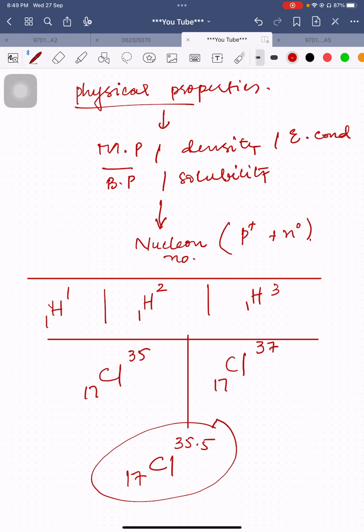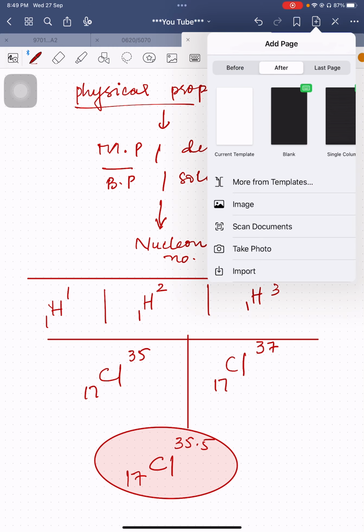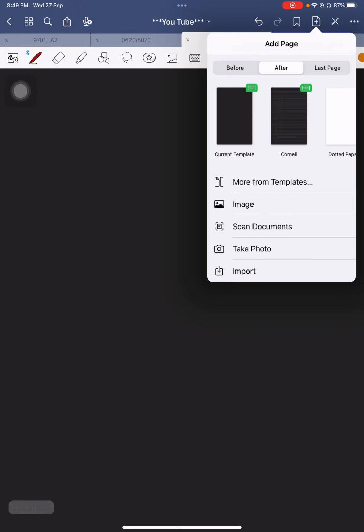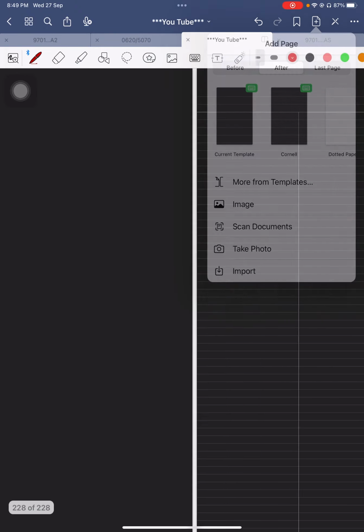So from where has this chlorine 35.5 come? It means that some average atomic masses we are going to calculate, and how we are going to calculate those average atomic masses, this is the point which we are going to discuss right now. Let me find another page.